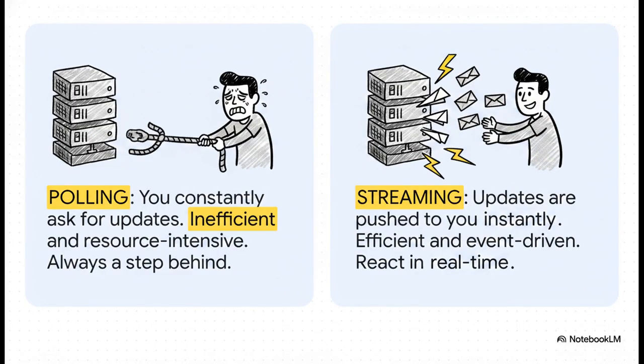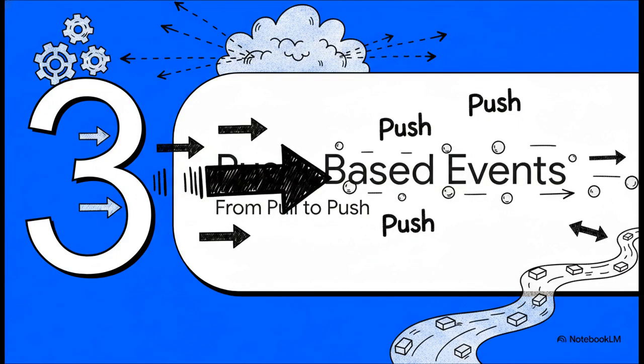And this, right here, just lays it all out perfectly. On the left, you've got the old way. You're constantly pulling data. It's inefficient, and you're always a step behind. But on the right, you've got the new way. The system pushes updates to you instantly. It's super efficient, it's event-driven, and it lets your applications react in true real time. It's the difference between hammering refresh on that tracking page and just getting a text message the second your package hits your doorstep. So how does this logic actually work under the hood?